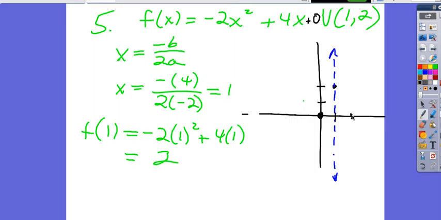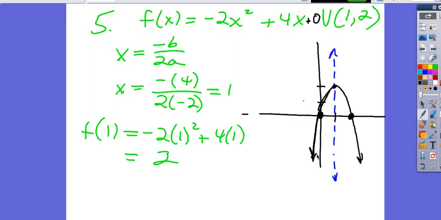Alright, so once I have my 3 points, now I draw my curve. And understand, the curve is not a V shape, it is a U shape. So we're going to curve it like a U. Now again, it doesn't have to be perfect, but it needs to be U-shaped rather than V-shaped if at all possible.